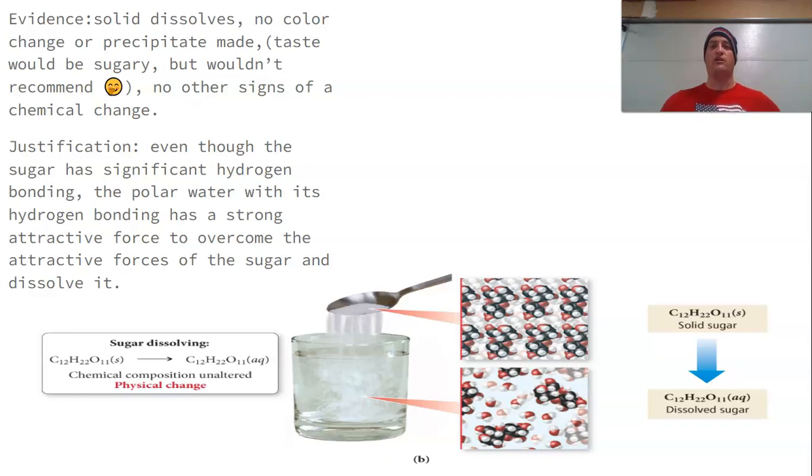So you really want to show the different types of things that come to a chemical change, and then, hey, we didn't have any of those. And then again, describing why that would still dissolve, even though it's a covalent solid.